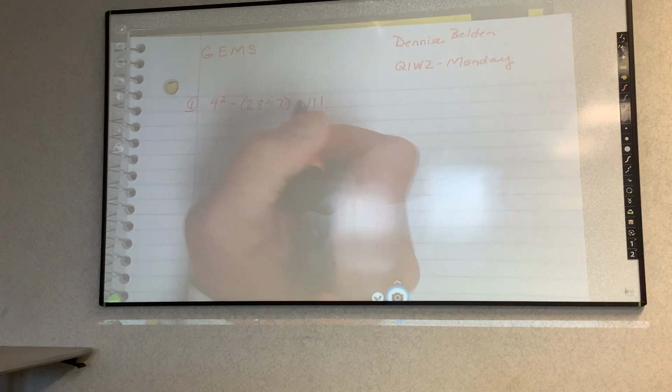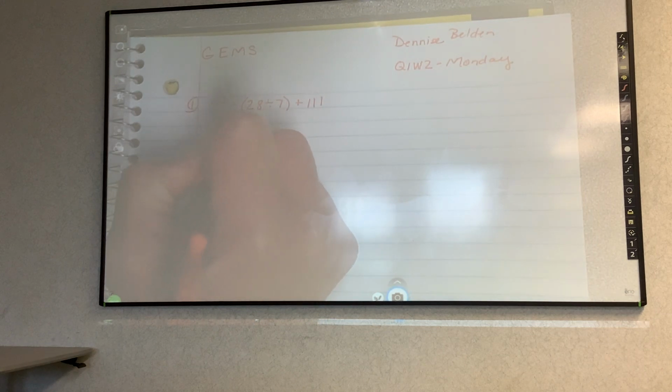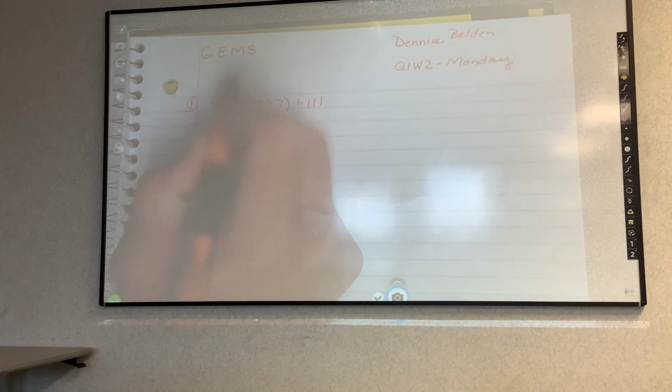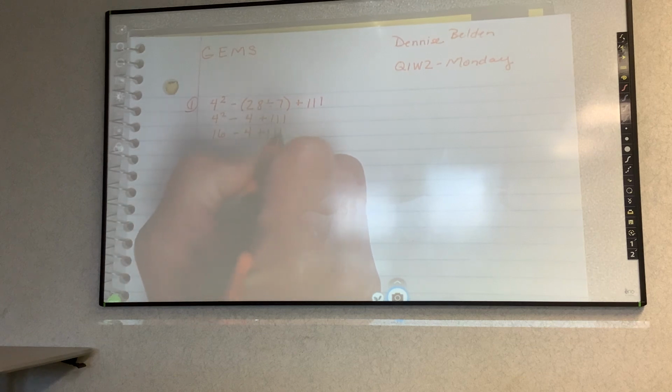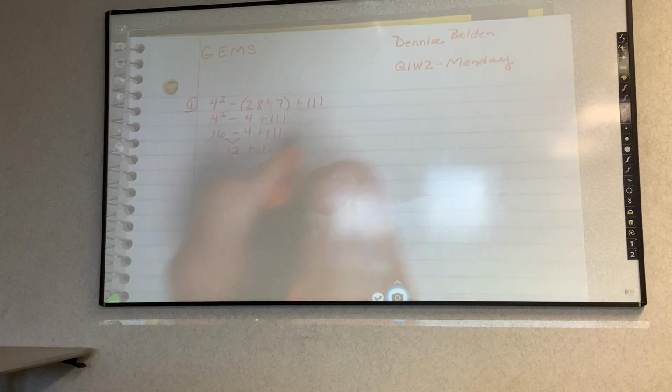Okay, so what we have to do is our grouping first. So we are going to keep 4 squared minus 28 divided by 7 is 4 plus 111. Then we do exponents. So 4 squared is 16. Then copy everything else down. Now we are on subtracting and adding, and for subtracting and adding we just go left to right. So 16 minus 4 is 12, and then 12 plus 111. If you can't do that, write it up and down off to the side. And your answer is 123, and please make sure you box it.